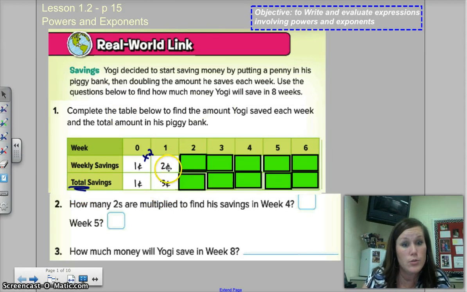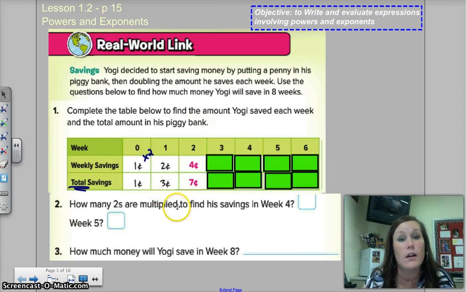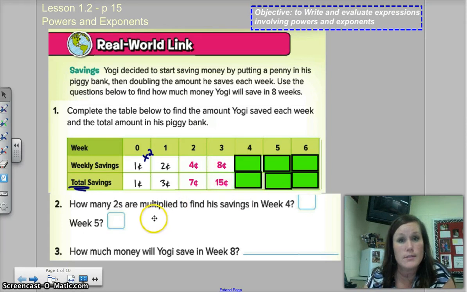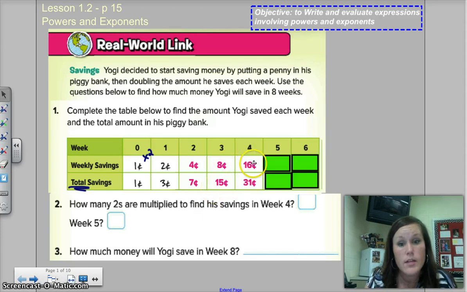If we multiply by 2 for 2 cents, we're going to get 4 cents. Add that to the amount that's already in the bank and he will have total savings of 7 cents. Double week 2 to week 3, he will have 8 cents, a total savings of 15 cents, the 7 cents that was in there plus the 8 he just saved. Double the amount for week 4, so 8 times 2 is 16. Add that to the 15 cents already in there, he has a total savings of 31 cents.